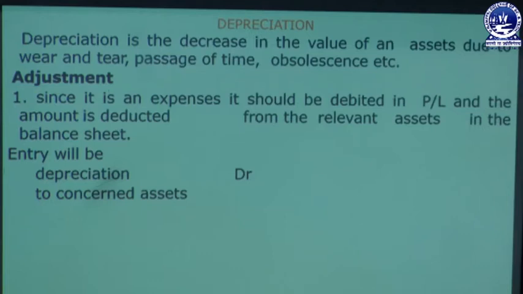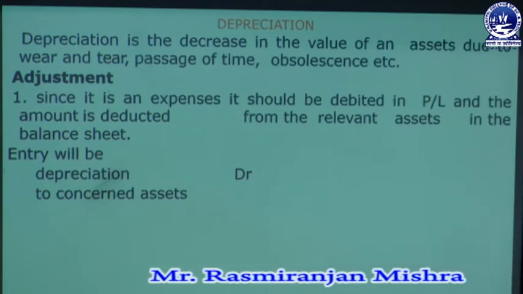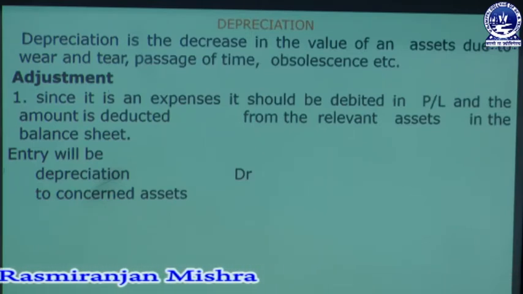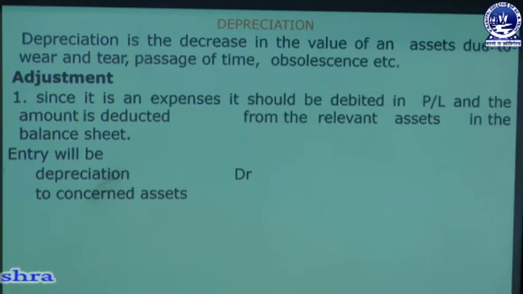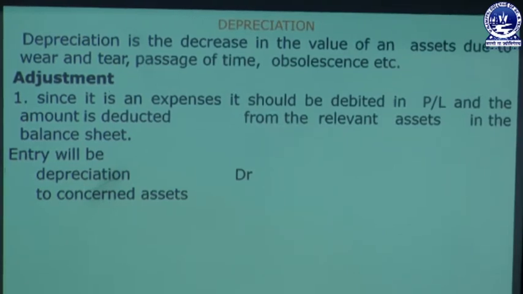That means there are two adjustments. Depreciation is made on a fixed asset, and we use that fixed asset for production purposes or for business benefit, so the amount of depreciation is one type of expense for the business. It is not a loss, because we get benefit by use of that fixed asset. As it is an indirect expense, we must take it into consideration at the time of preparing the profit and loss account. So depreciation must be adjusted on the debit side of the profit and loss account.